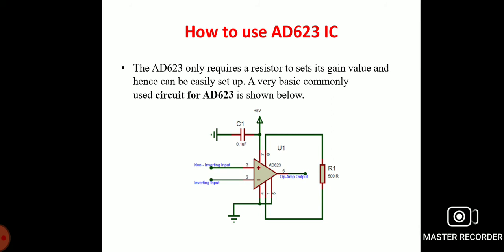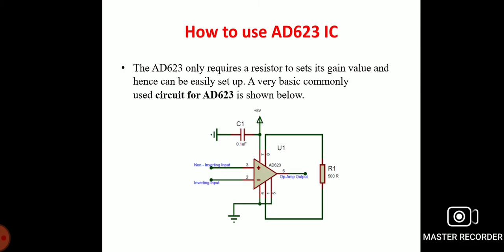The gain of an op-amp can be set by simply connecting the right value of resistor across pin number 8 and pin number 1. Here I have connected a resistor of value 500 ohm, which will set the op-amp at a gain value of 100. So the formula to calculate the value of gain from RG is given below: G is equal to 49.4 kilo ohm divided by RG, plus 1.